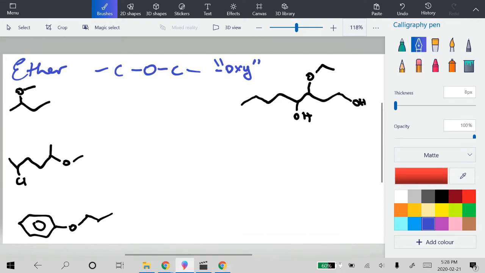So this video will be on ethers and esters. I decided to put these two together because it's important to see the difference between them. So an ether, the functional group you're looking for is a COC. So it's in the middle of a carbon chain.